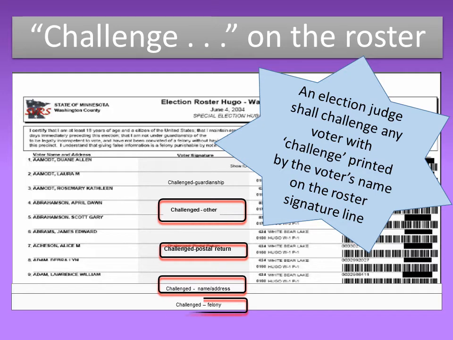Challenged, felony. The voter is serving a felony sentence and their right to vote has been removed. Challenged, guardianship. The voter is under guardianship and is not eligible to vote. An election judge shall challenge any voter with challenge printed by the voter's name on the roster signature line.